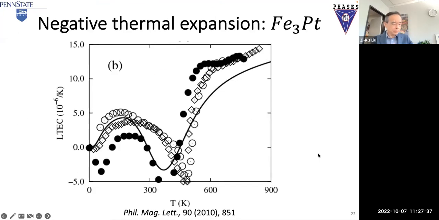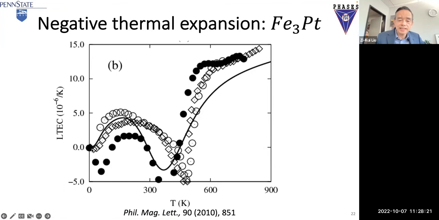So I want to show you one example about Fe3Pt. It has a negative thermal expansion in some temperature range. So this plot shows the linear thermal expansion coefficient of this compound at ambient pressure as a function of temperature. The symbols are from three sets of experiments. Of course, you see the experiment has uncertainty, right? Could it be due to the material's impurity? It could be because of the measurement method, and a lot of errors could be introduced. But anyway, if you look at combination two, these two look closer to each other.